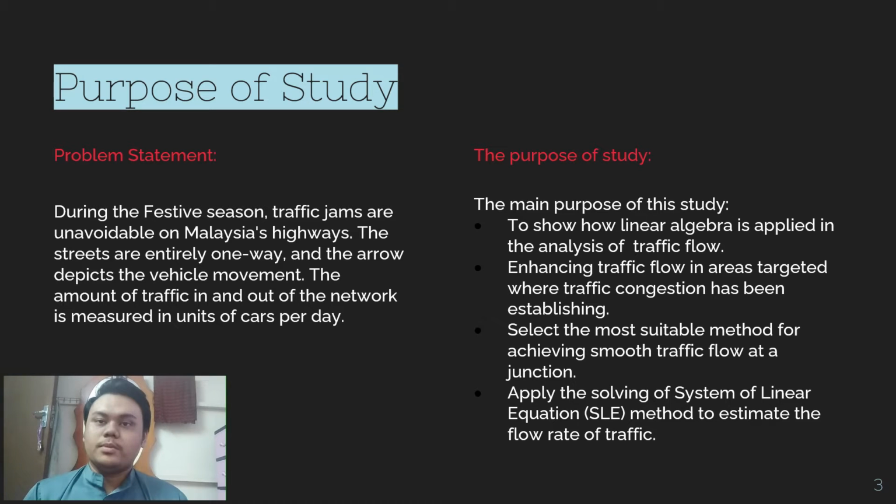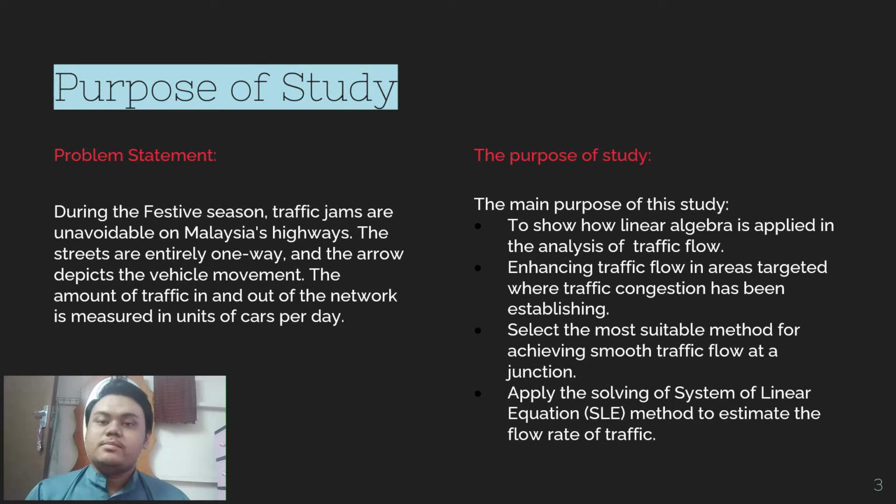Before we get into the purpose of this study, we need to know in advance what the problems encountered in this study are. The problem is that when the festive season arrives, traffic jams are inevitable on Malaysian highways. As shown in the diagram, the road is completely one way and the arrows illustrate the movement of the vehicles. The number of vehicles entering and leaving the network is measured daily.